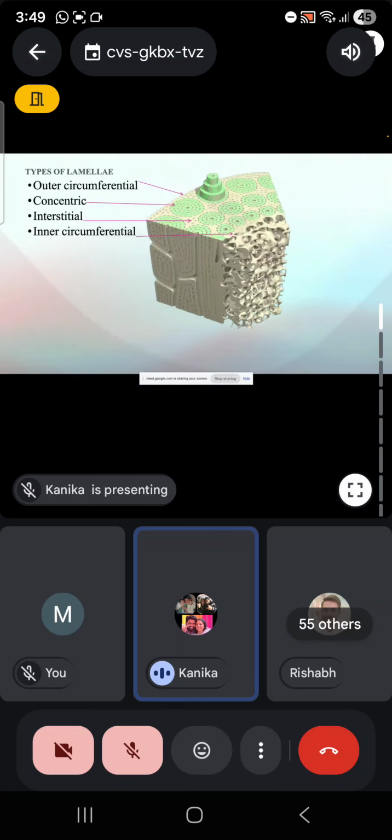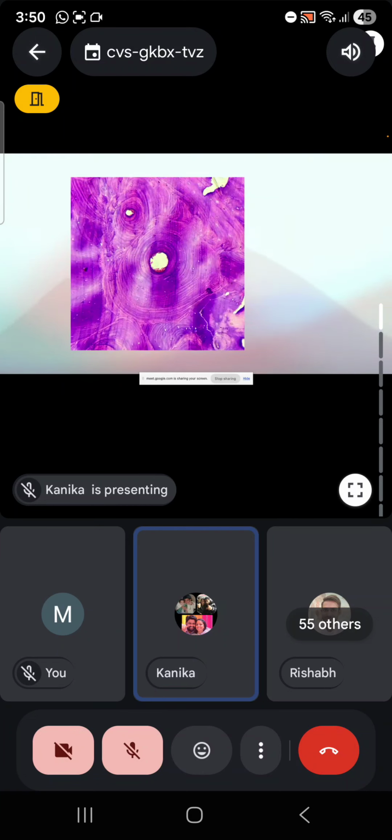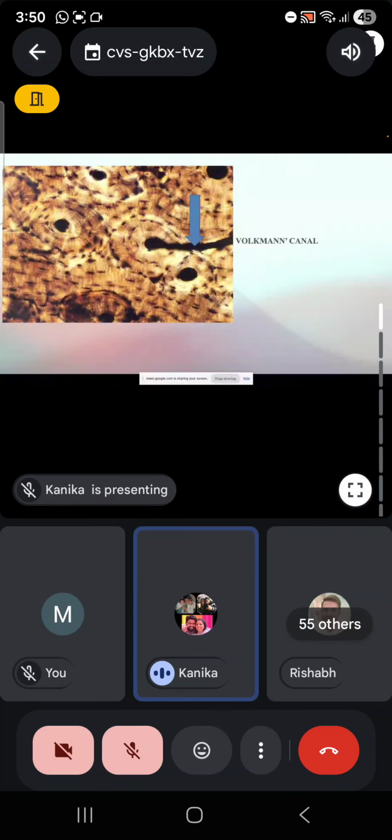So how many types of lamellae are there? We have the outer circumferential lamellae, the concentric lamellae, and in between there are the interstitial lamellae, and then we have the inner circumferential lamellae. This is the histological picture of the compact bone. This is the unstained picture.